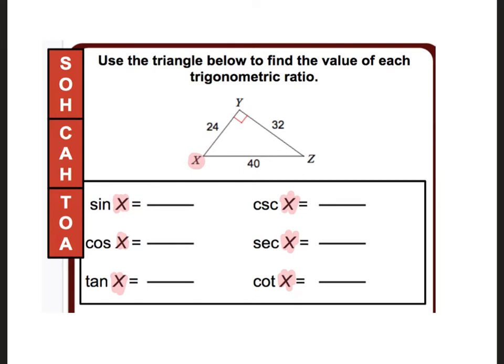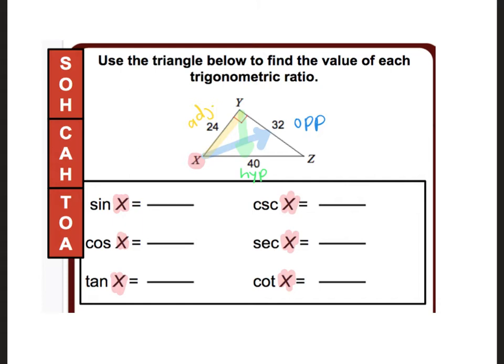And I'm going to start by labeling my sides. So I notice x is across from 32. So that means that that is my opposite side. I always like to find my hypotenuse next because I know that my hypotenuse is across from my right angle. So across from my right angle, we have 40. So this is going to be my hypotenuse. And then my adjacent side is just whatever's left over. Again, it's that side that touches x but isn't your hypotenuse. So we're talking about this side here. That is going to be my adjacent.